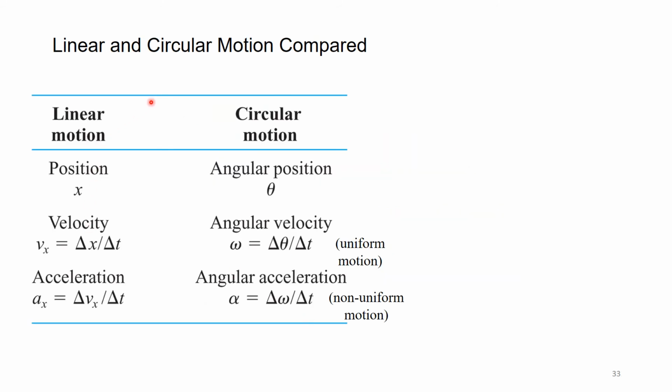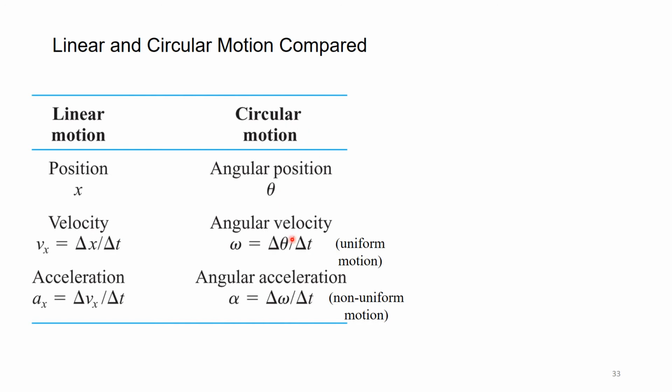Now let's compare the quantities in this table. On the left, we have the quantities for linear motion that we have seen already. We have position, velocity, and acceleration. So symbols are x, v, and a. To find v, you just do delta x over delta t. And there are other equations of motion that we have seen already, but this is the basic equation. And to find the acceleration, you do delta v over delta t.